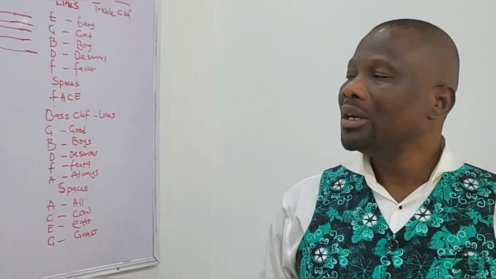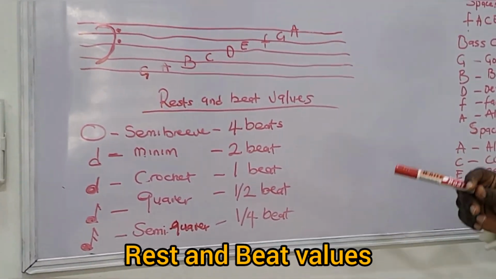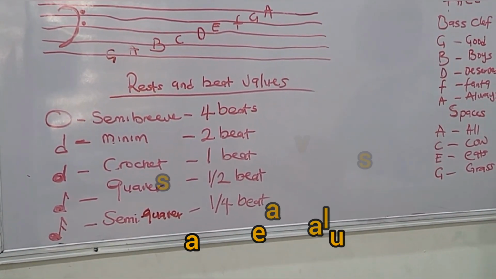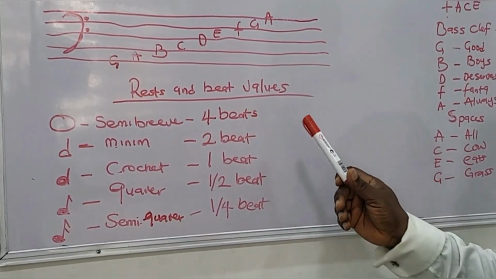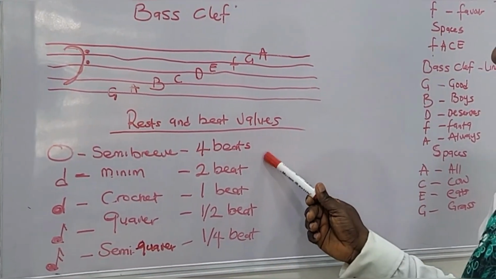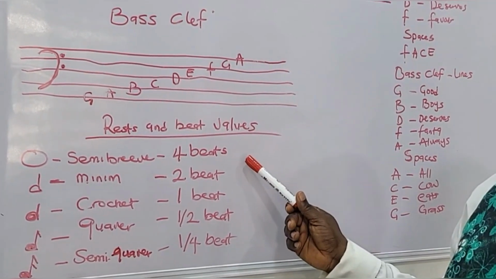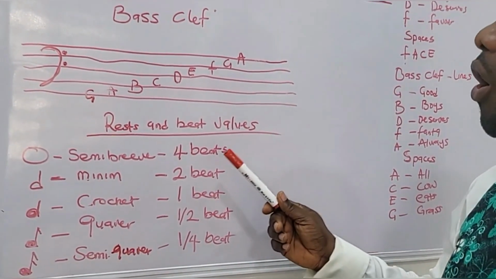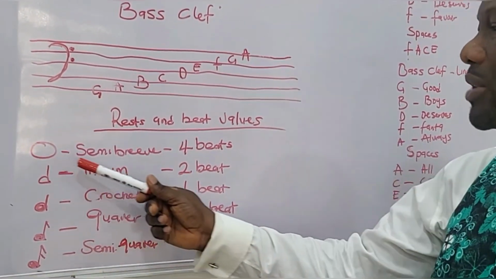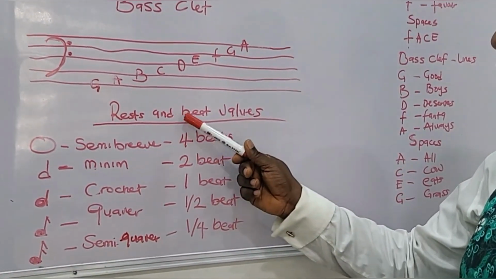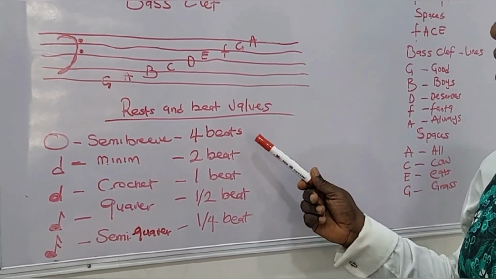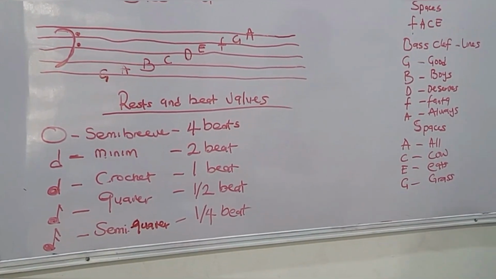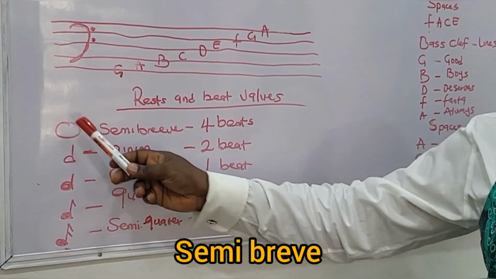I'm going to be taking you on a very germane and important topic in music today called rest and beat values. This is very important because if you know this in music, you've conquered almost 50% of music, because all music in the world is written in rest and beat values. And the very first one I'm going to talk about is the semibreve.